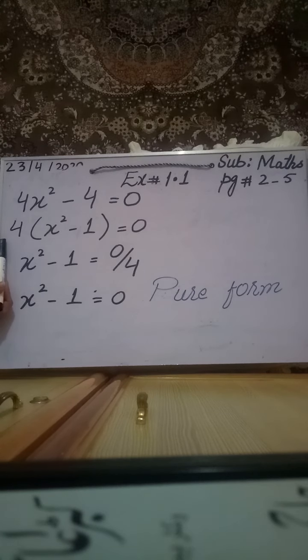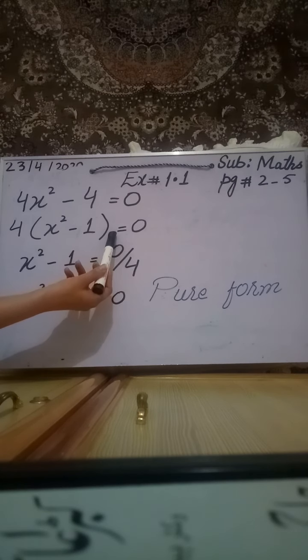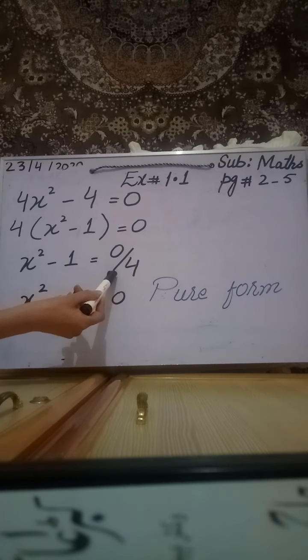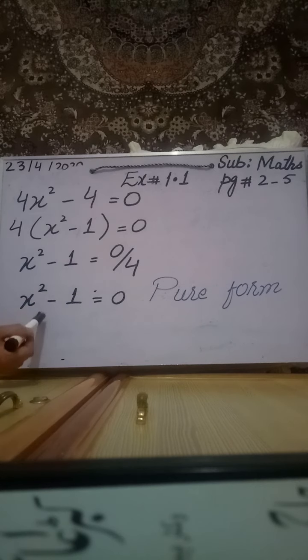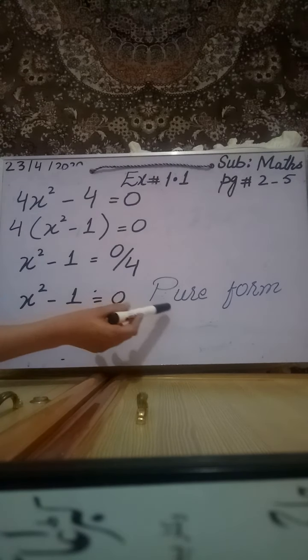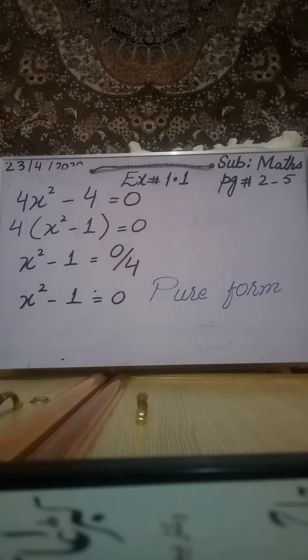4 is taken common, so x squared minus 1 is left inside, and the other side is equal to 0. 4 is being multiplied here. When it is moved to that side, it will get divided. Then we will have x squared minus 1 equals 0. This is the pure form of quadratic equation.